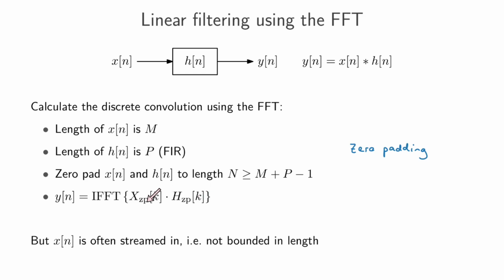Then you multiply them together in the spectral domain. Then you take the inverse FFT, again very efficient, and that gives you y. And this is very quick. Depending on your filter lengths, depending on M and P, this can be much faster than doing the convolution directly.